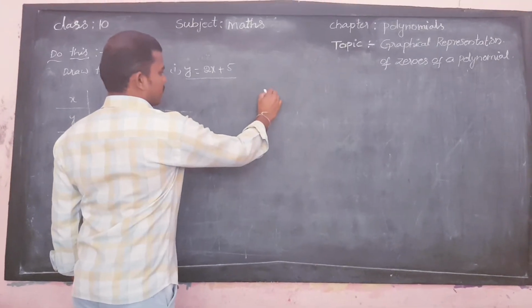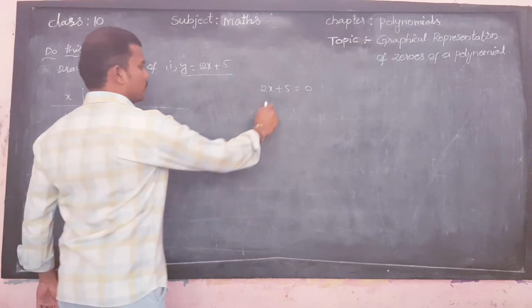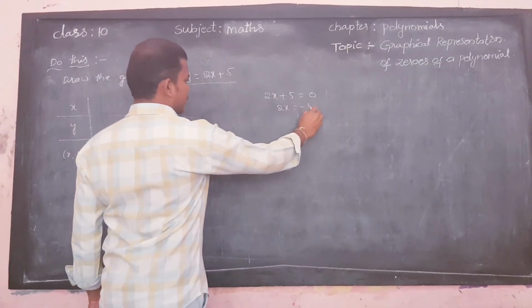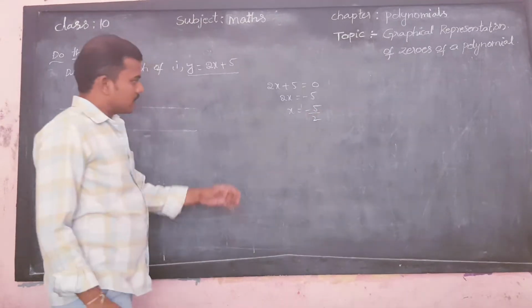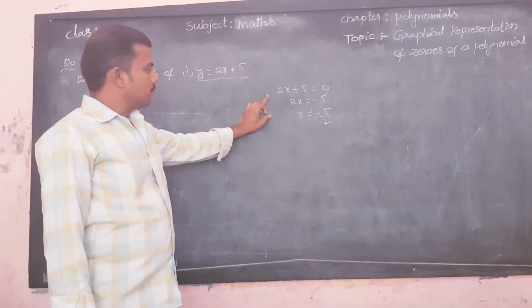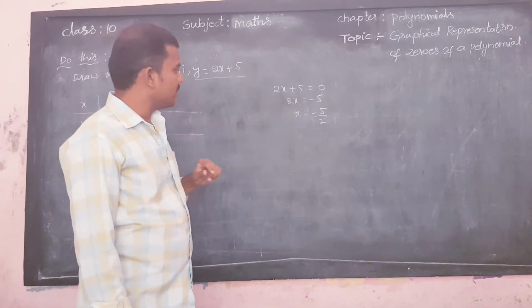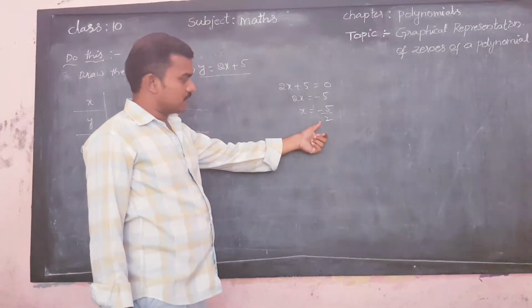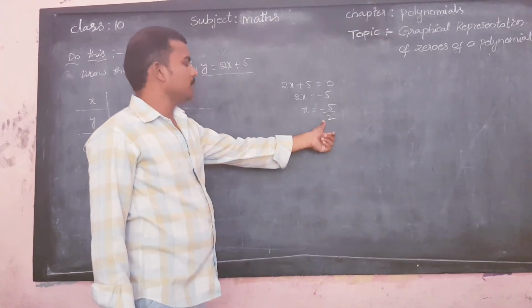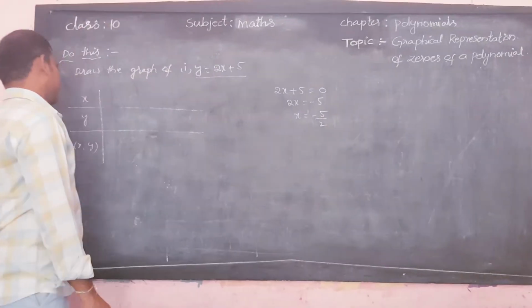Linear polynomial 2x plus 5. So we have to set it equal to 0. 2x is equal to minus 5. x is equal to minus 5 by 2. Here the graph of linear polynomial 2x plus 5 intersects the x-axis at minus 5 by 2. Its zero is minus 5 by 2.